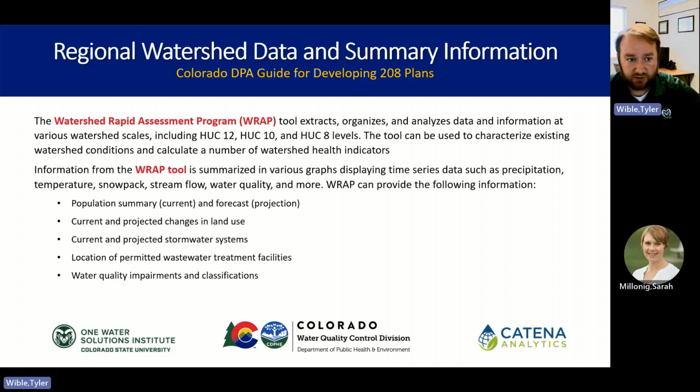The RAP tool allows you to look at a number of different spatial scales and areas of interest across a number of different data sets. The ones of interest today that we're going to walk through include current and forecasted population, current and projected changes in land use, stormwater extent, location of wastewater treatment facilities, although we have another guide like this specific to wastewater treatment plants, as well as an in-depth look at some of the water quality data and impairments and classifications that you can get out of the RAP tool.